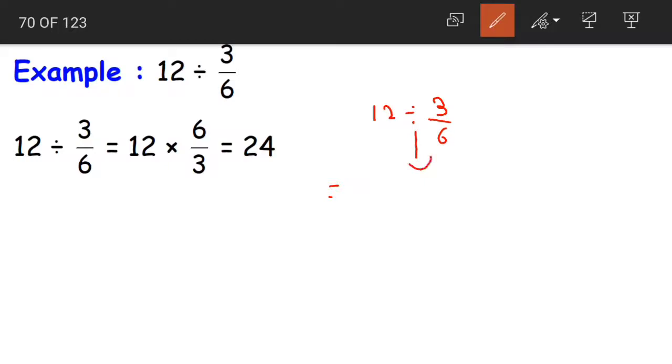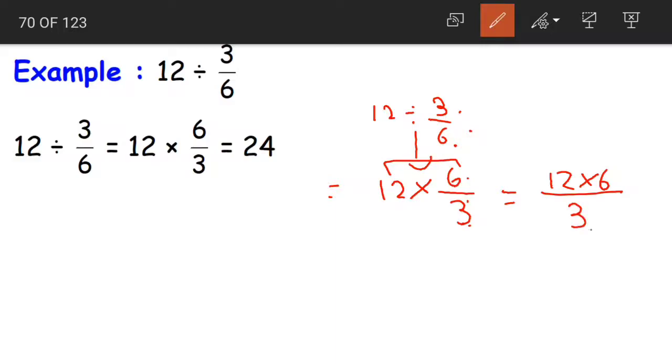What should we do? First, the division symbol is changed into multiplication, and for the fraction we have to write the reciprocal. So 3 by 6 becomes 6 divided by 3. Now how do we multiply? 12 into 6 divided by our denominator 3. 12 sixes are 72 divided by 3.